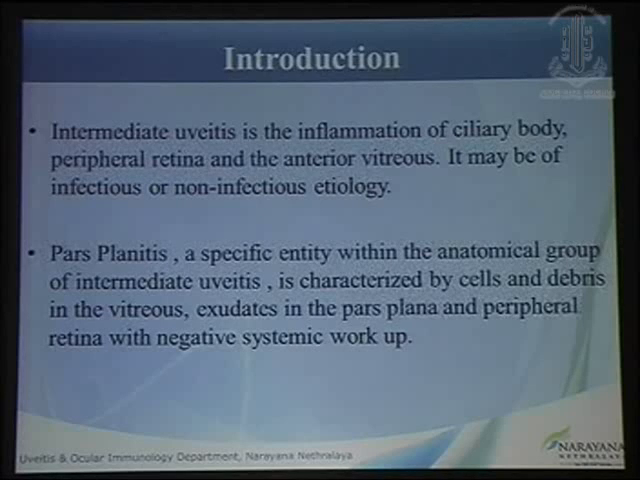Anterior vitreous. It may be of infectious and non-infectious etiology. Pars planitis, a specific entity within the anatomical group of intermediate uveitis, is characterized by cells, debris in the vitreous, exudates in the pars plana and peripheral retina with negative systemic workup.